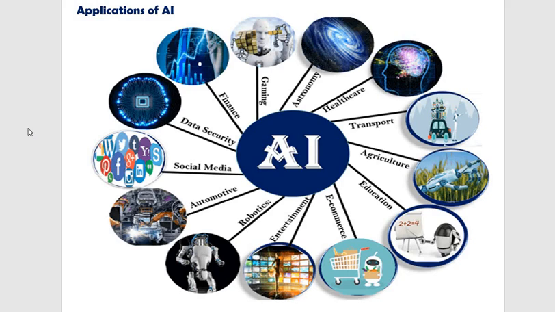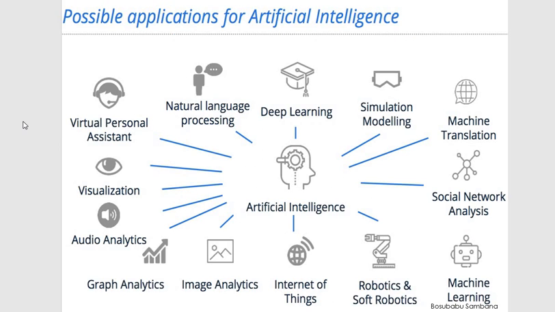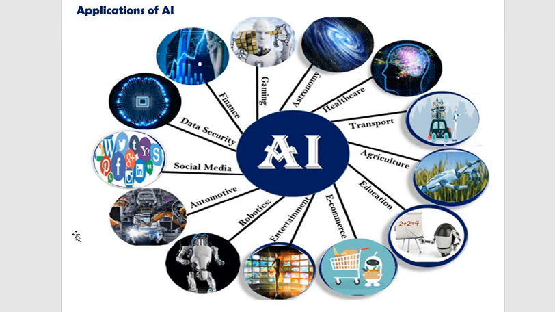Next, applications of AI in our daily environment. In our daily environment, we are completely dependent on the AI environment. First one, gaming, astronomy, healthcare, transport, agriculture, agriculture along with IoT, and the education sector, e-commerce, entertainment, robotics, the automotive sector, social media, data security, and finance. These are the major factors and major fields involving artificial intelligence. Next, possible applications for artificial intelligence. We know that already. These are the main factors.